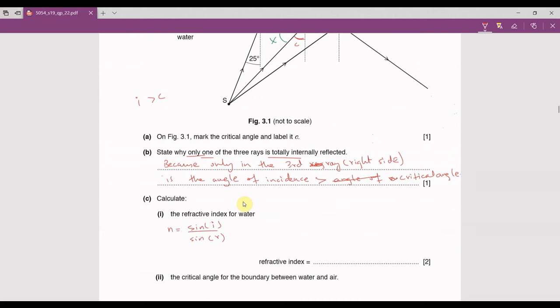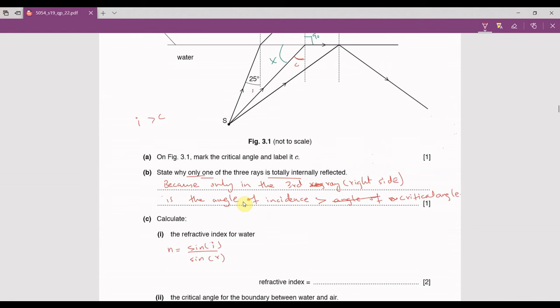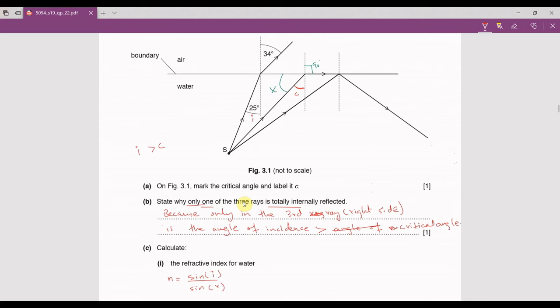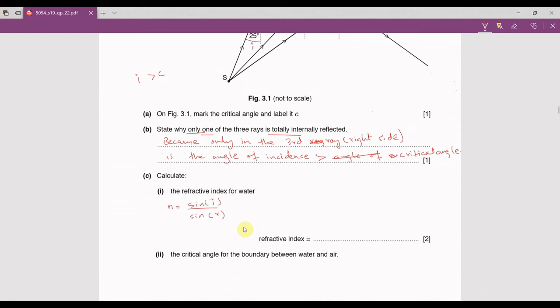to calculate the refractive index. Now if you look at it, our angle of incidence here is 25, and the angle of refraction is 34. But the problem with this is that it's going to give you an answer which is completely wrong, because remember, for any object other than vacuum or air, the refractive index is always going to be greater than 1.